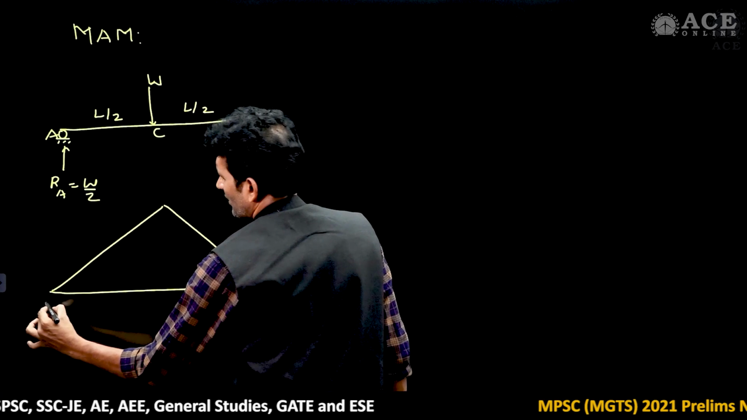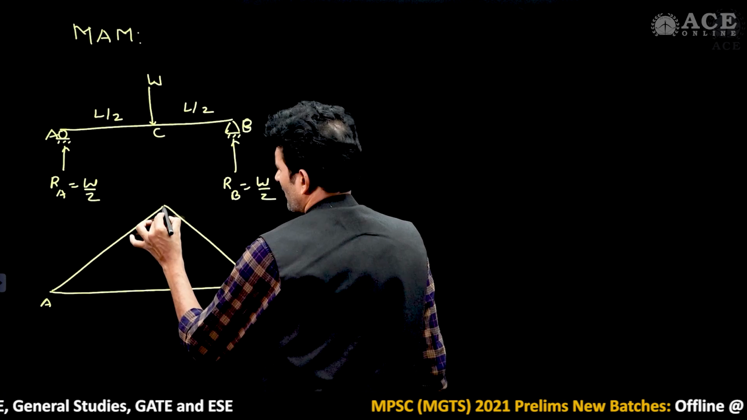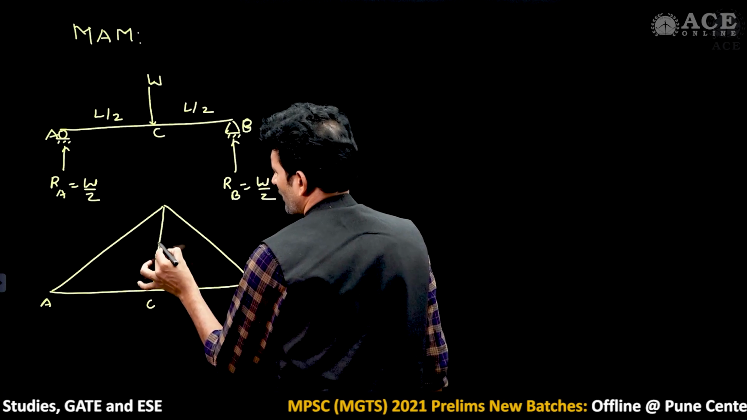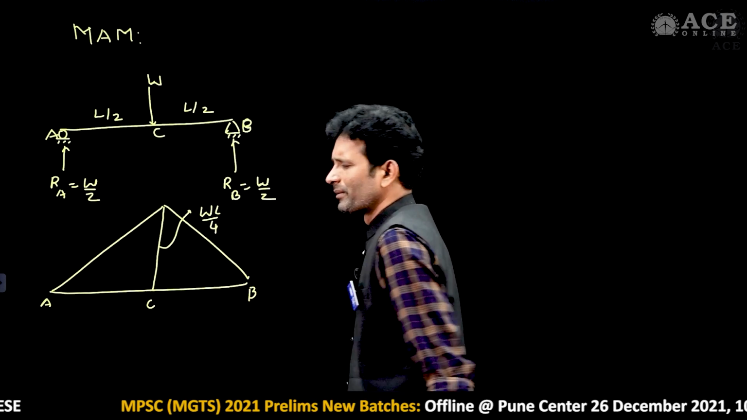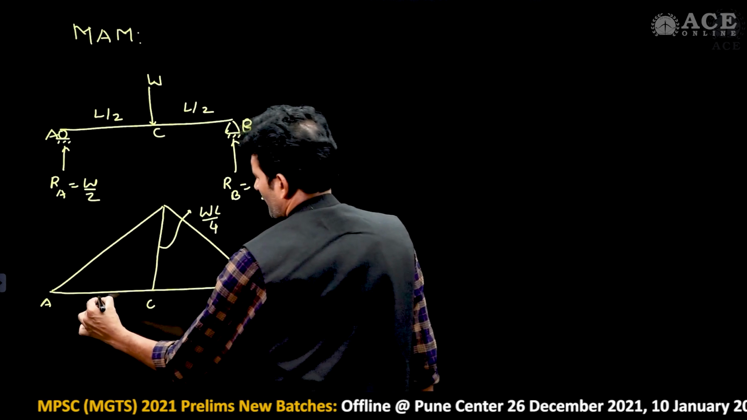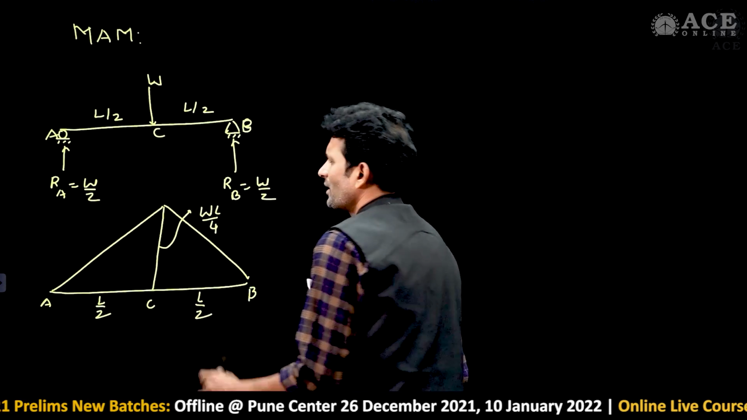Now, let us take this one. This is the bending moment diagram. You know how to plot the bending moment diagram. Now, here at point C, what is the bending moment value, my dear friends? WL divided by 4. Span AC has L by 2, and span BC also has L by 2.